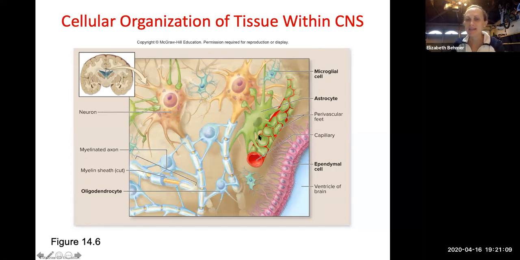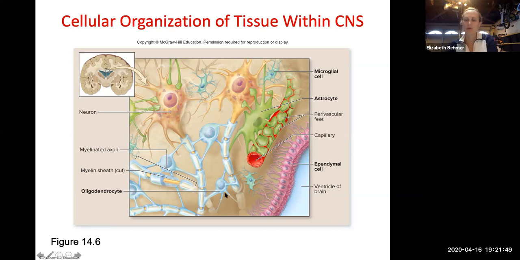So the astrocyte is in green, and it has these little feet extensions that wrap around capillaries. Ependymal cells are found kind of along the lining of the brain cavity because they'll help create cerebral spinal fluid. Oligodendrocytes are cells that wrap myelin around axons in the central nervous system. And the microglial cells are a part of kind of the immune response. They'll help to take or destroy any pathogens that might get in the brain.